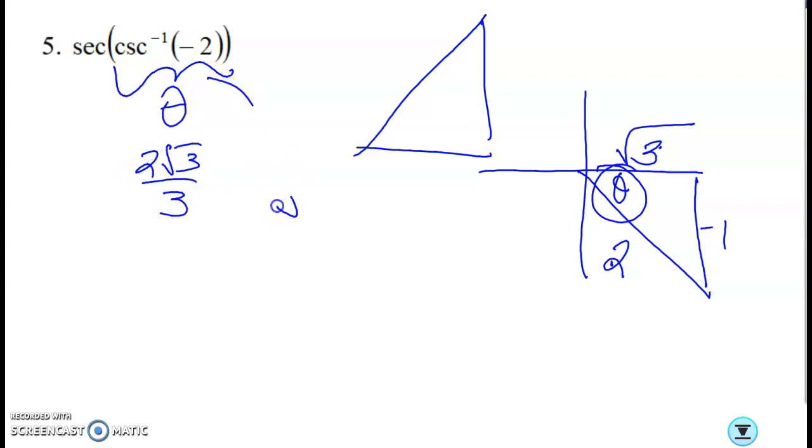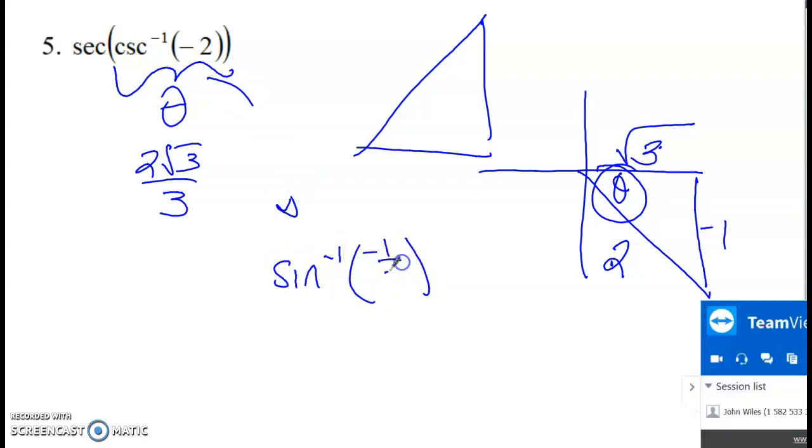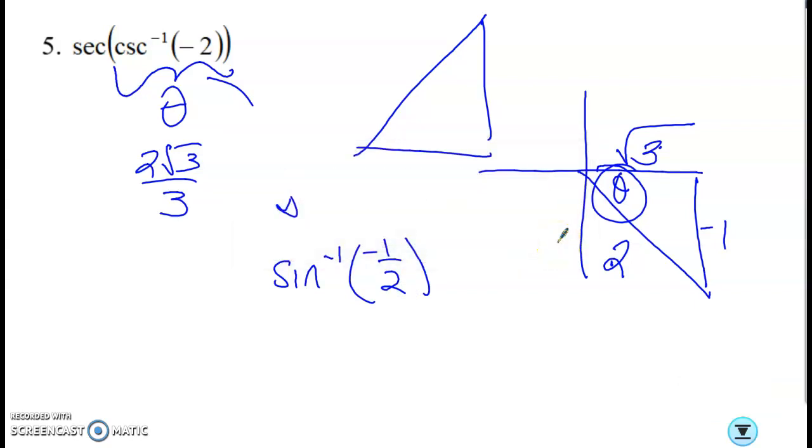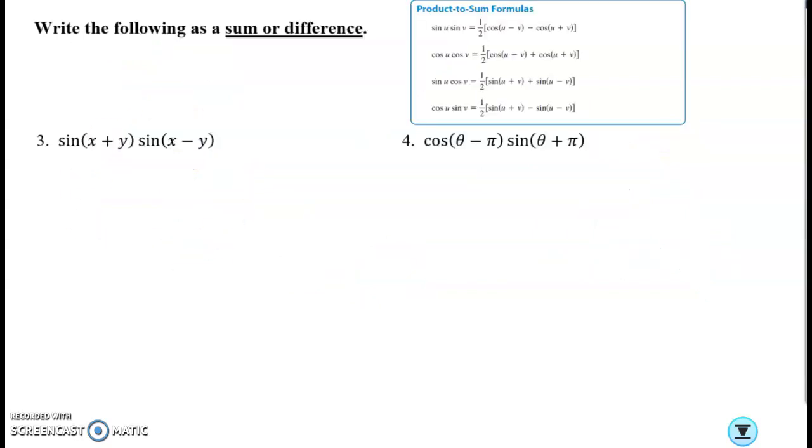Another way you could have thought of this is asking also for the inverse sine of the reciprocal of -2, which would be -1/2. I'm sorry, I don't know why I keep getting all that stuff. All right, so there's your final answer for the warm-up.